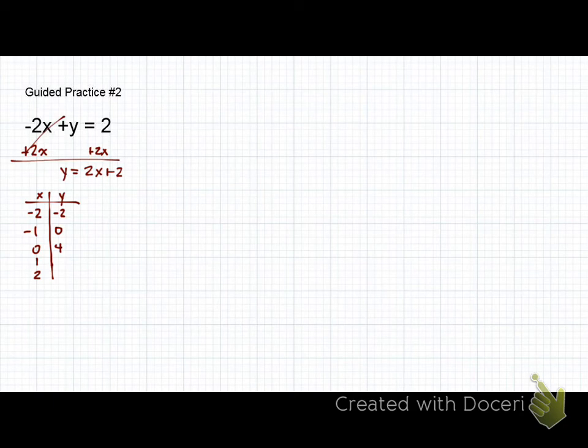Hey, look at that, I'm seeing a pattern. I bet the next one's 6. 2 times 1 is... What am I talking about here? I think I got confused here.